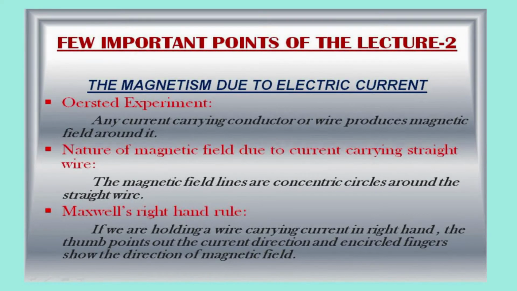concluded that any current carrying conductor or wire produces a magnetic field around it. We also came across the fact that magnetic field lines are concentric circles around the straight wire carrying current.